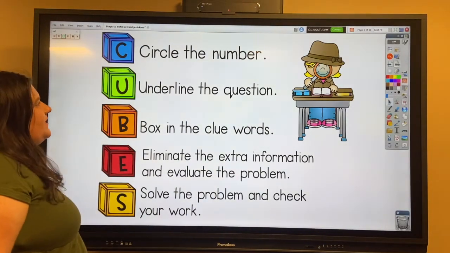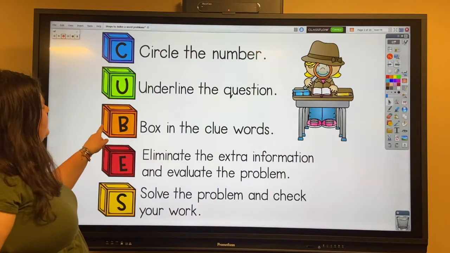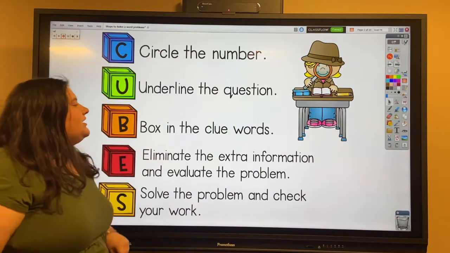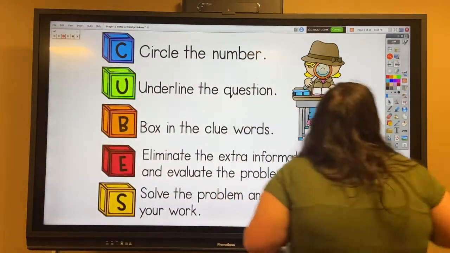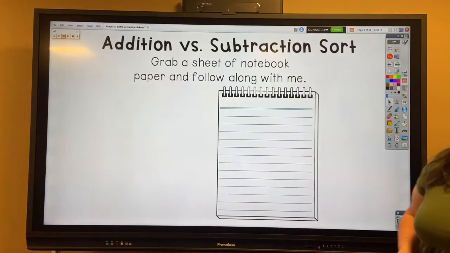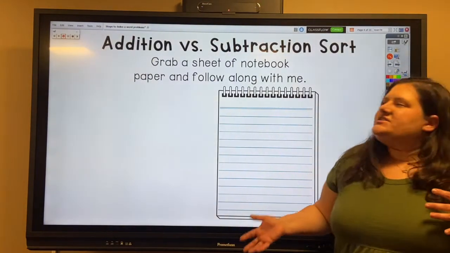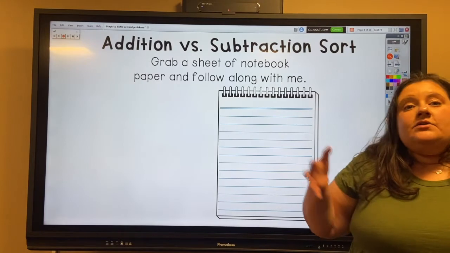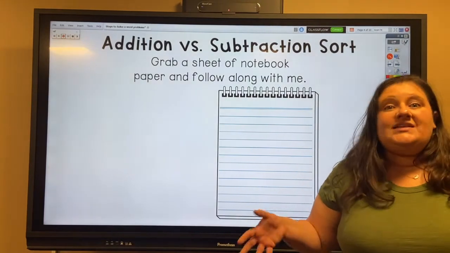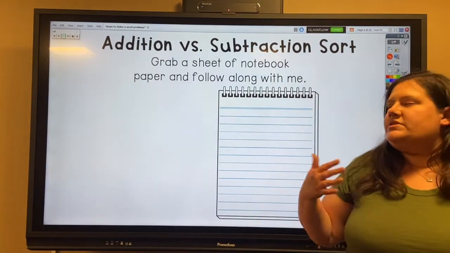But before we get to the CUBES method, I want us to spend a little time talking about B, boxing in the clue words. When we're practicing addition and subtraction in a word problem, there are clues that tell us whether we're going to be adding or subtracting.